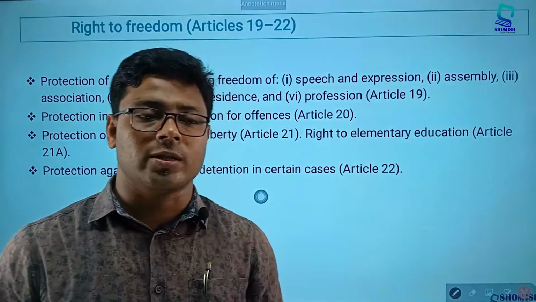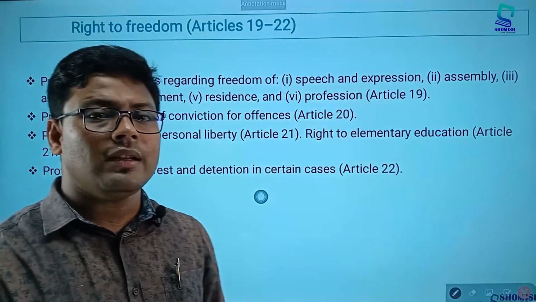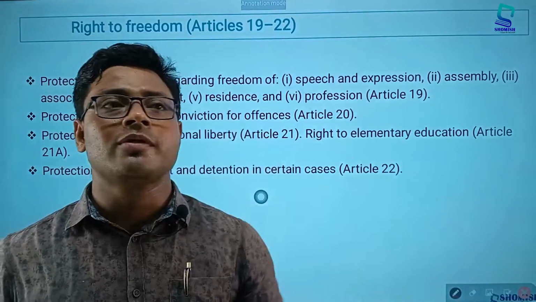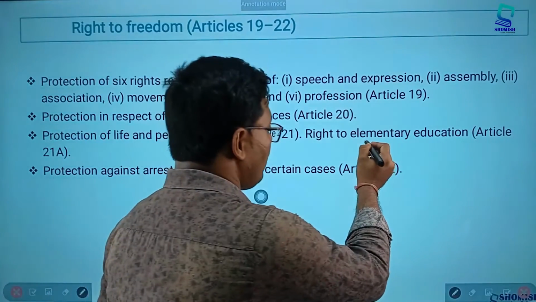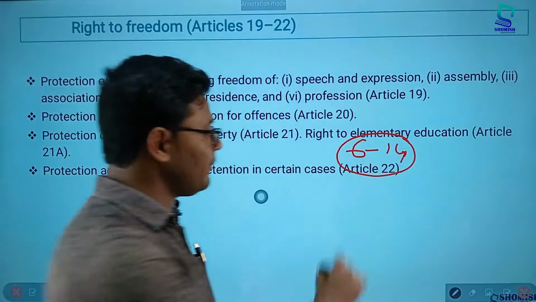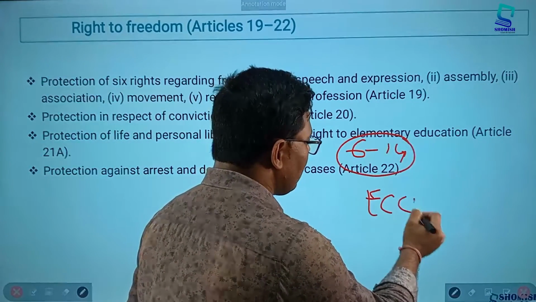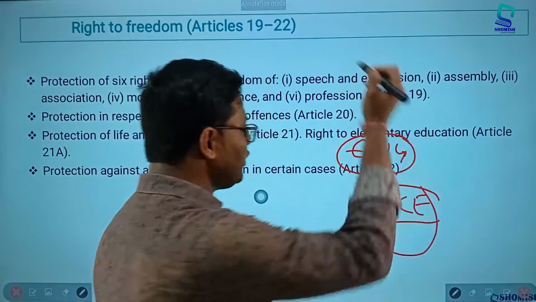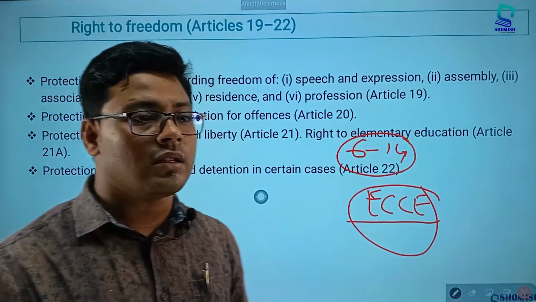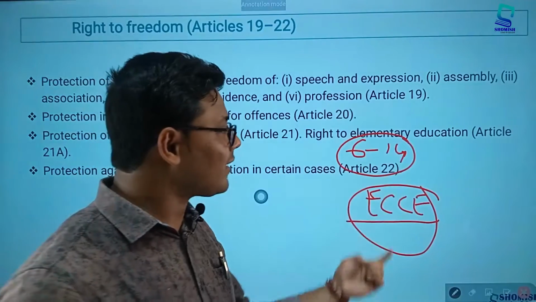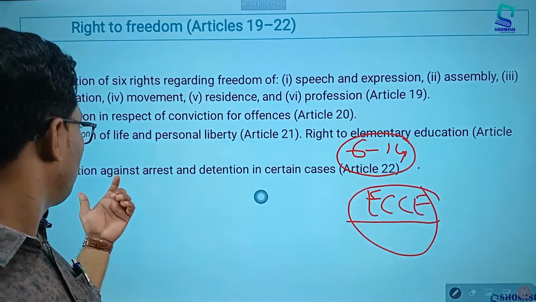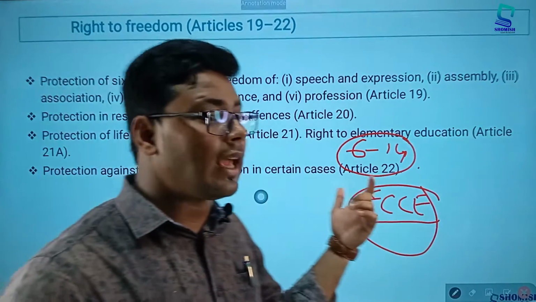Right to elementary education. Basically, this comes under Article 21A. This is the right to education. Basically, every child from 6 to 14 years deserves early childhood care education from his parents, and it is the legal responsibility of his parents to give this education at least till 14 years of age. And this comes under Article 21A.